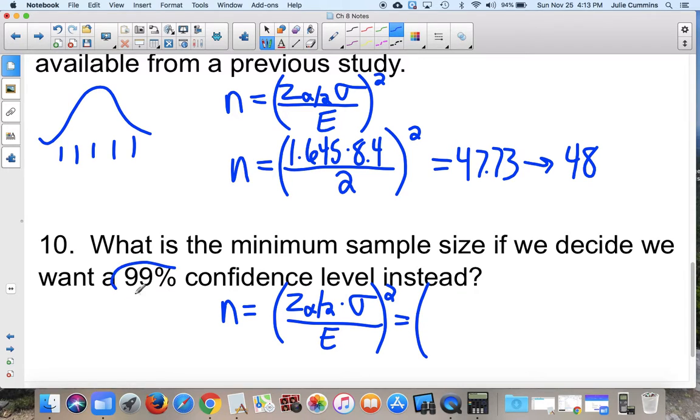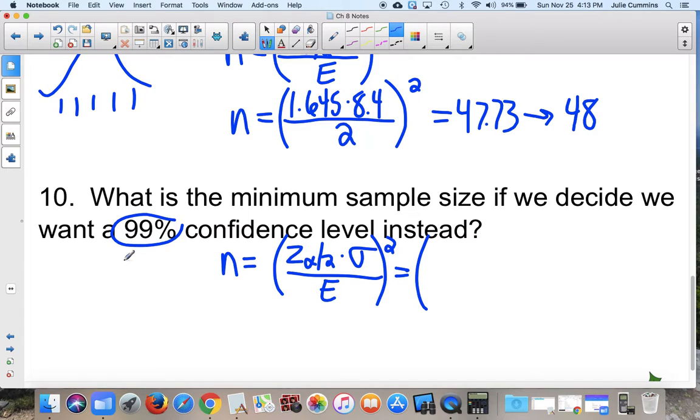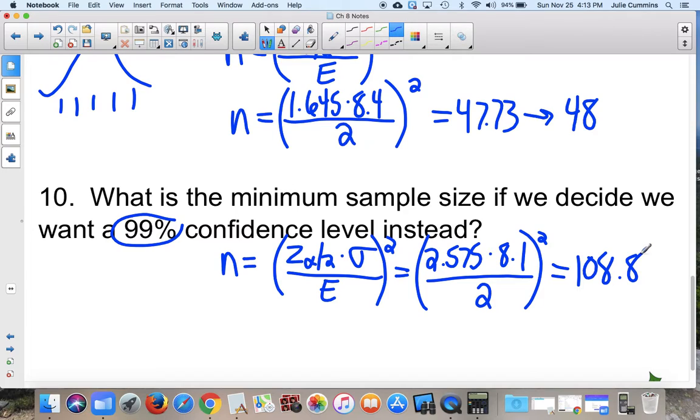So this time we want a 99% confidence level. Check out your table and see what our critical value of z is. 2 point something, 2.575. Our sigma is the same, 8.4. Our margin of error is the same, still 2, and we're going to square that whole thing. So just grab a calculator, 2.575 times 8.4 divided by 2, and we're going to square that whole thing, and we get 108.8. Remember we need to round that up, because this is the number of things to include in our sample, and it is 109.